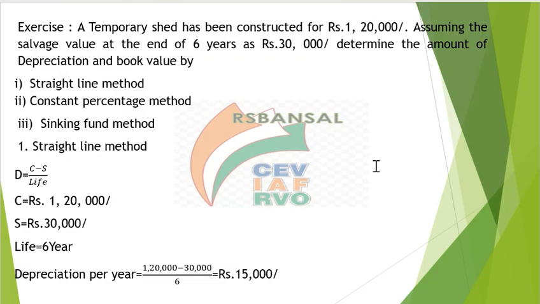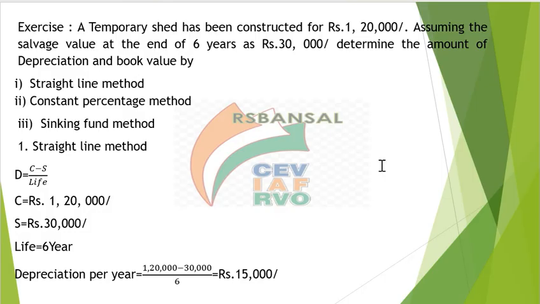So now we'll take an example that will make things clear, how these three methods calculate values internally. A temporary shed has been constructed for rupees 1,20,000, assuming the salvage value at the end of 6 years as 30,000. Determine the amount of depreciation and book value by the straight line method, constant percentage method, and sinking fund method. So first we will be using the straight line method.